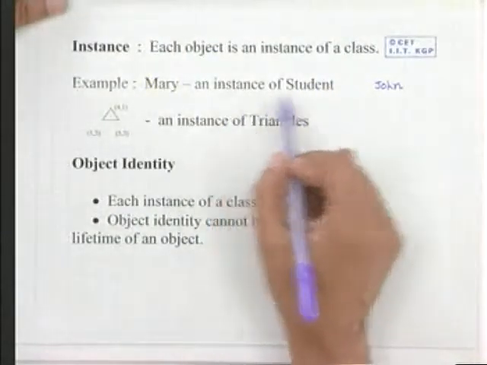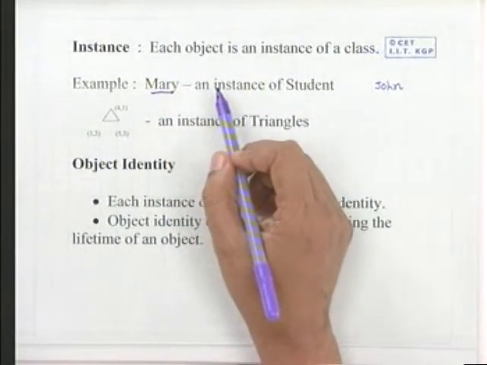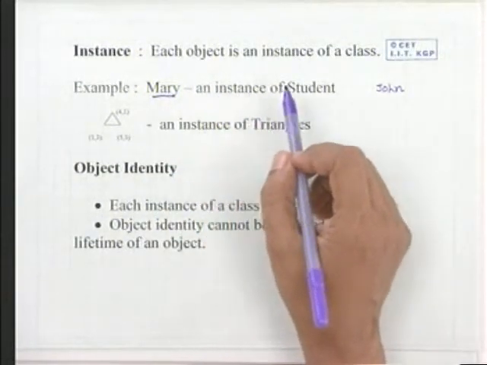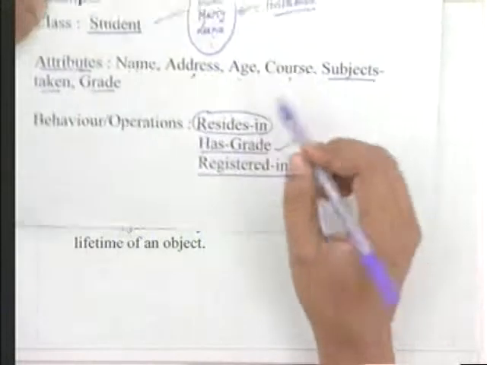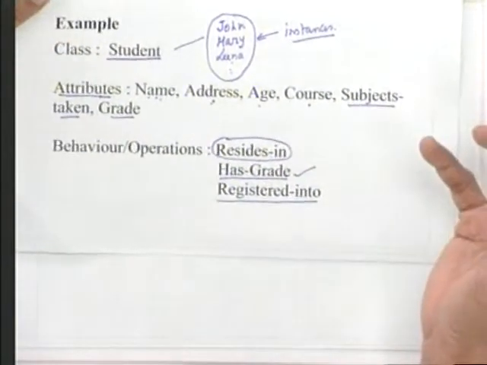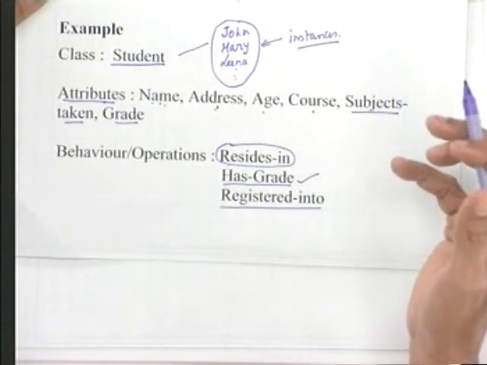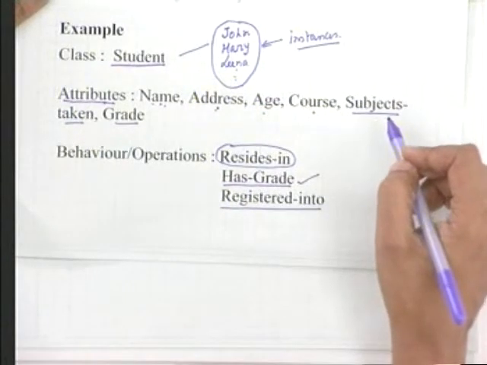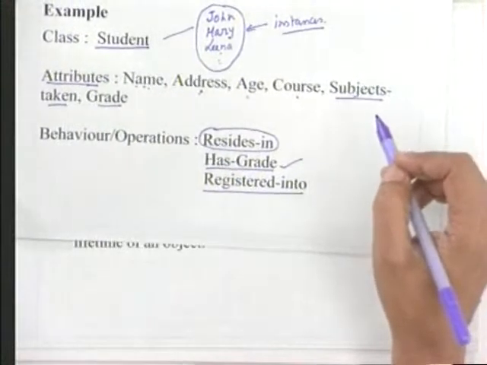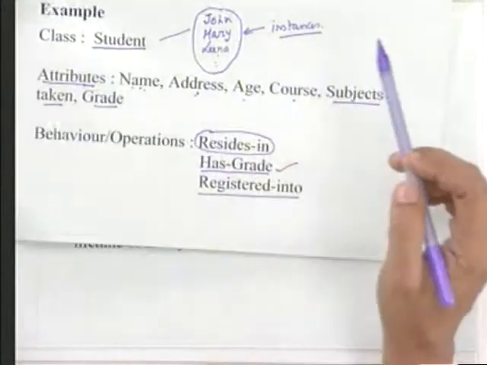Any instance of the student class, such as Mary, will be able to perform operations like resides in, has grade, and registered into. So Mary will register into some course, she will have grades in subjects taken, and she will have an address. And the same thing is true with the instances like John and Lena.